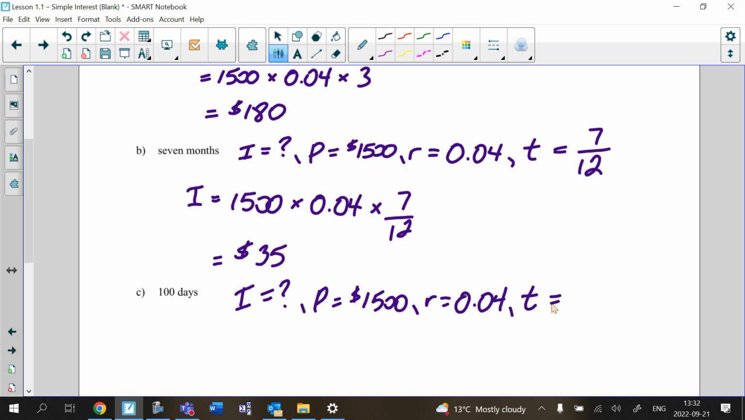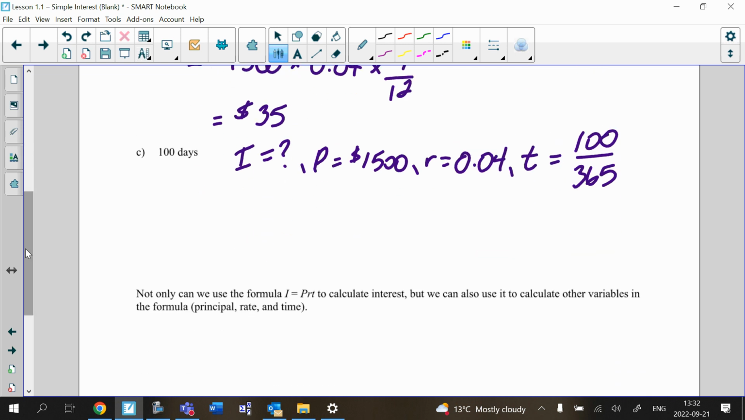So if it's in months, you're going to have to do the months divided by 12. If it's in days, you're going to have to do the days divided by 365. So when we do that, we get 1,500 times 0.04 times 100 and then divided by 365. That's going to give us approximately $16.44, which makes sense because 100 days is not a long time, so you're not going to make a lot of interest out of it.